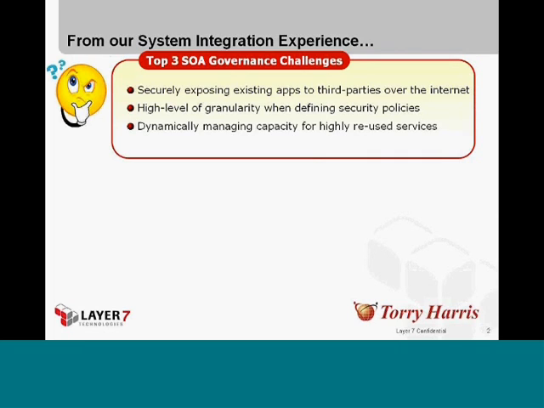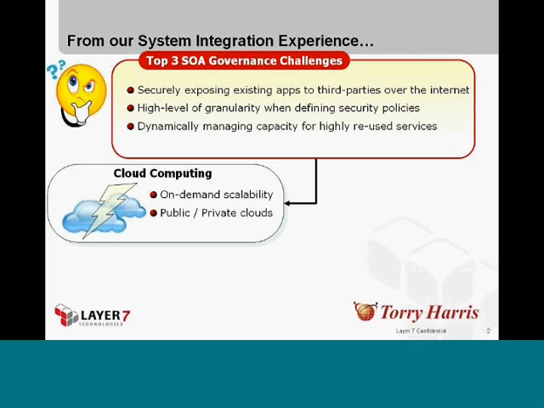The third challenge, in a broader sense, is managing the service capacity. As services are highly reused, organizations naturally are hit with capacity issues. The service performance degrades and SLAs are violated, which is where cloud computing comes to the rescue, by allowing services to dynamically scale up and down as the demand increases. This phenomenon is also called on-demand scalability or elasticity. In cloud computing, enterprises choose to deploy applications either on a public cloud or a private cloud. If they are too worried about security, a private cloud comes to the rescue.